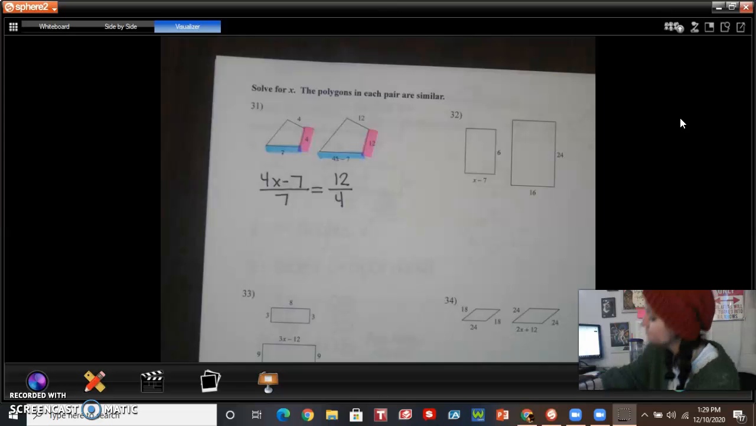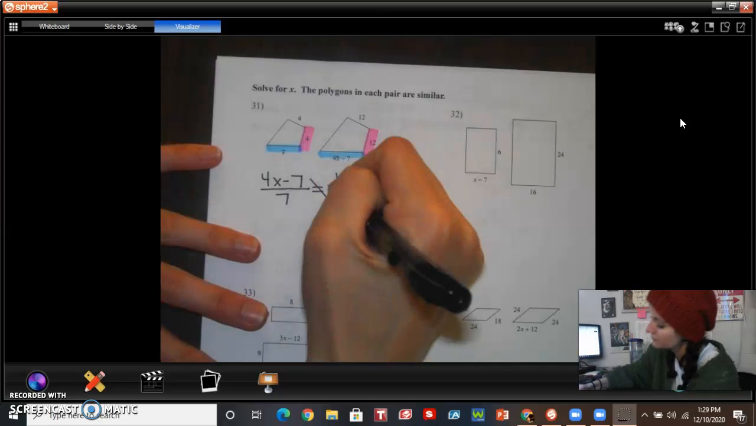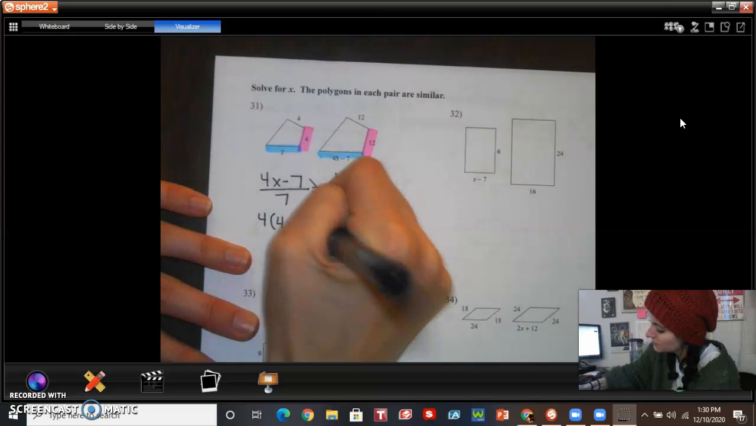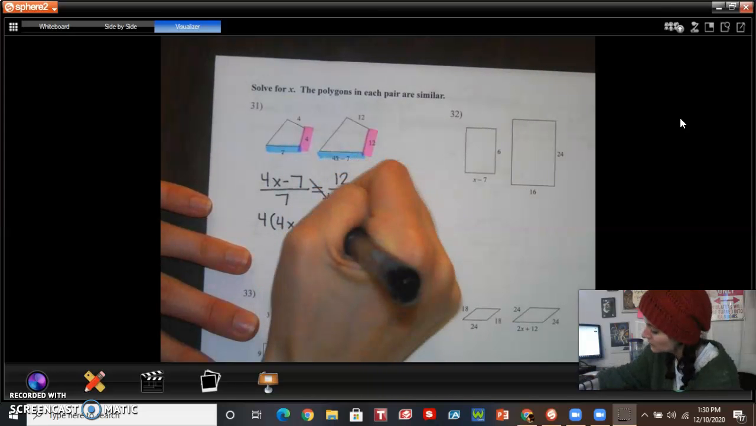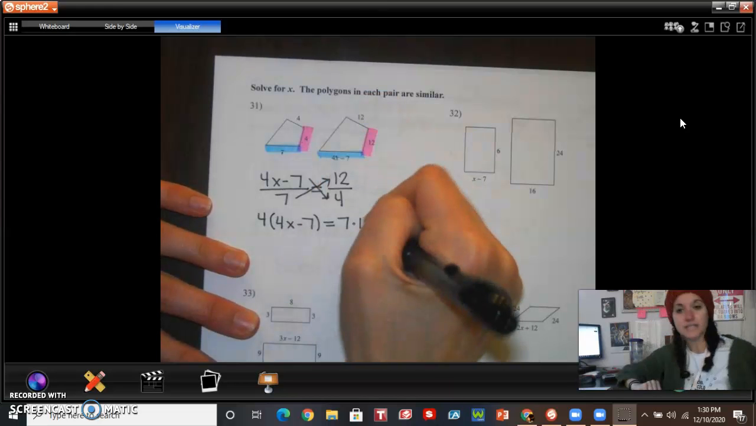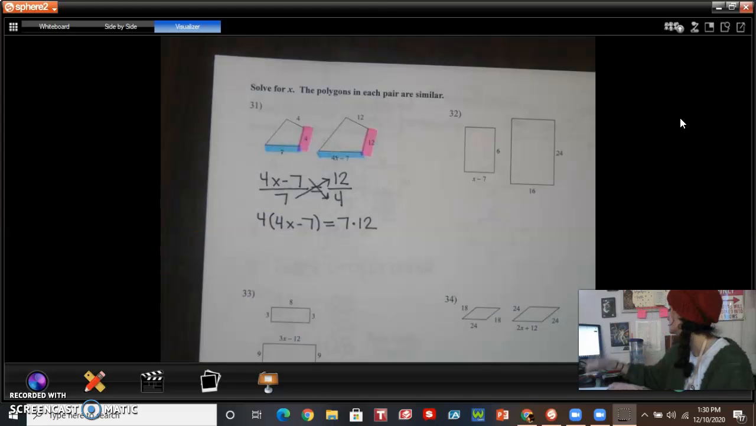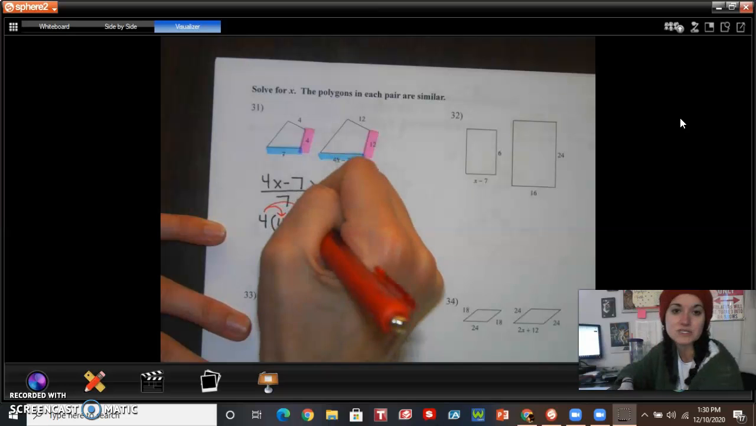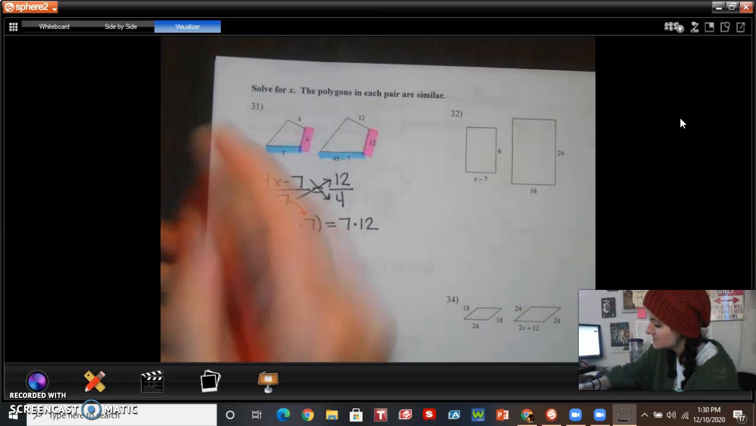So the first thing I noticed is that we have distributive property. Remember, that takes whatever's right outside our parentheses and multiplies everything inside the parentheses by that number. So this 4 is going to multiply by everything inside those parentheses. So we have 16x minus 28. Now we're going to do 7 times 12, 84.